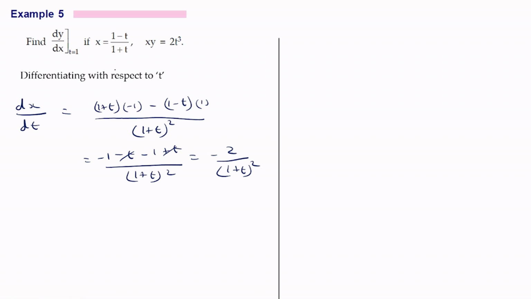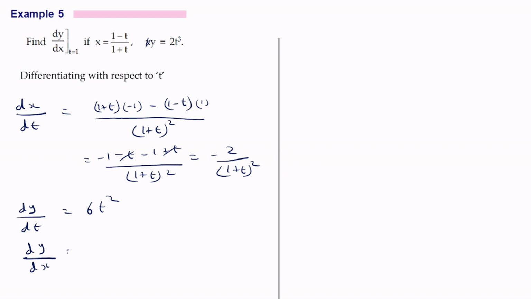Here there is a printing mistake. It is only y equal to 2t cube, because in the solution they have solved using y equal to 2t cube. So dy by dt, it will be 6t square.